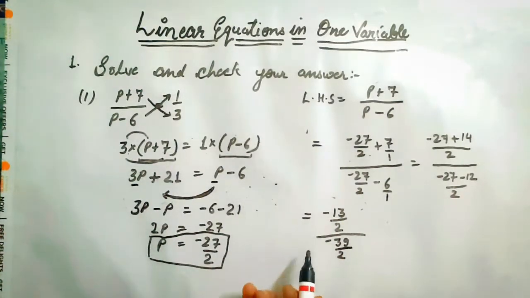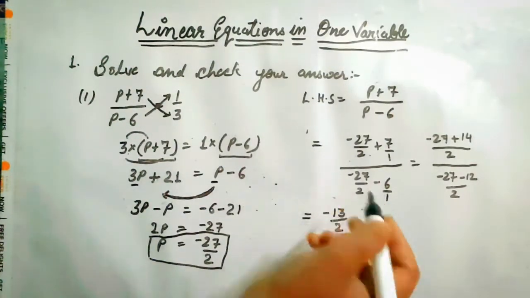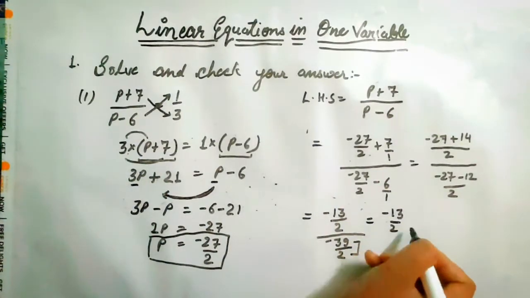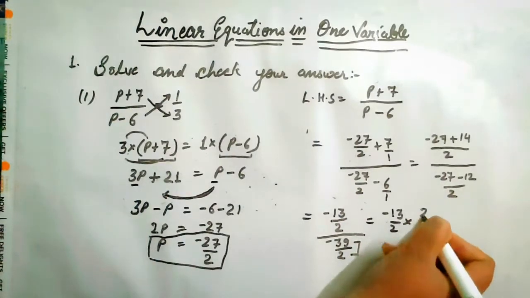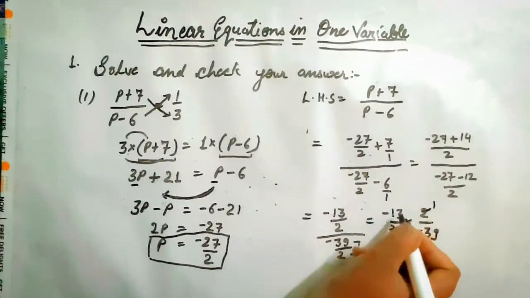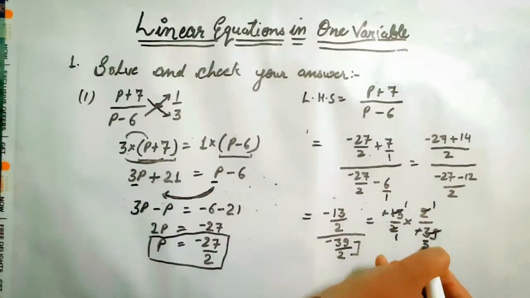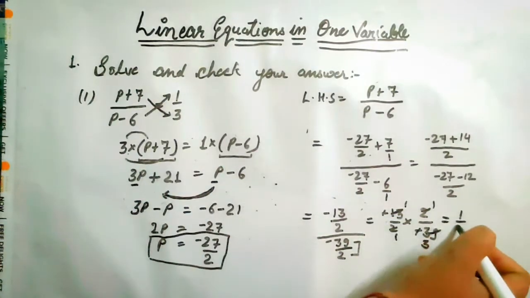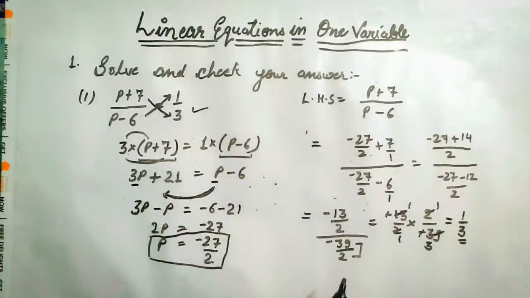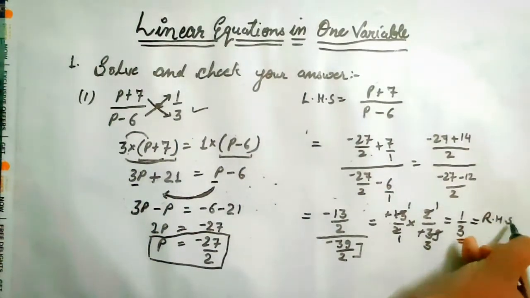Now two rational numbers are in division, so take the reciprocal of denominator part and bring it in multiplication. What will happen? Minus 13 upon 2 as it is, multiply by 2 upon minus 39. So 2 ones are 2, minus is cancelled with minus, 13 ones are 13, 13 threes are 39. The answer is 1 upon 3. Is it equal to your right hand side? Yes, it is equals to right hand side. So, hence your question will be correct.